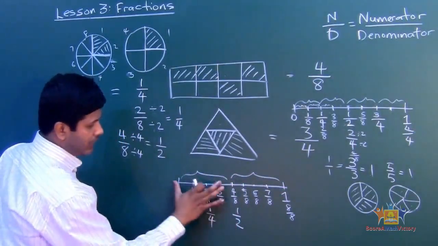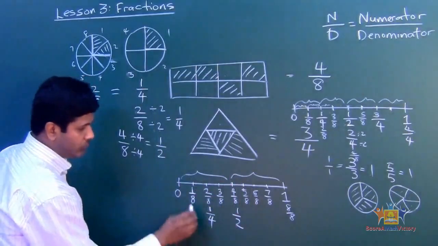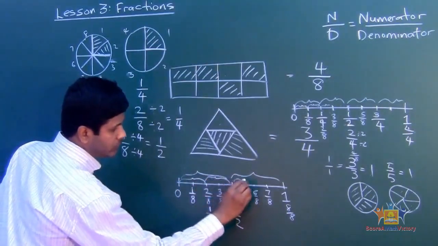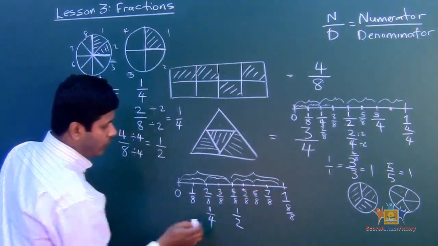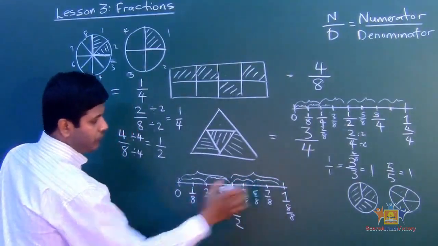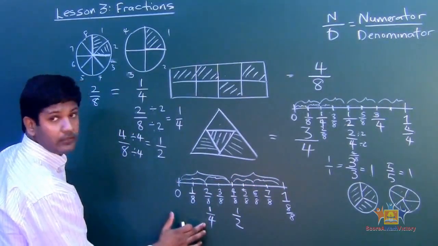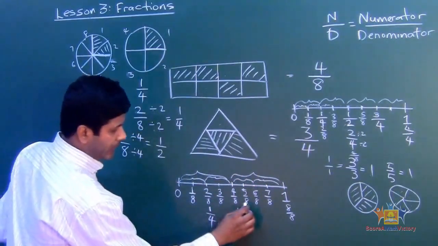Like this one, there's 4 parts. 1, 2, 3, 4. And we're taking only one part out of the 4 parts. See that? Now look at this one. I can't simplify this one.